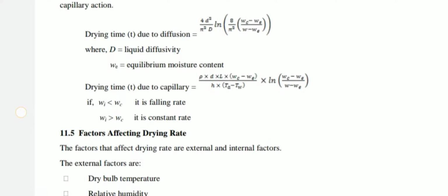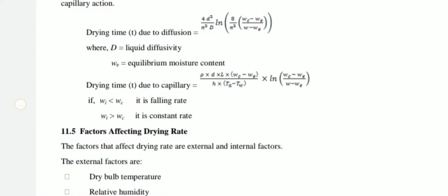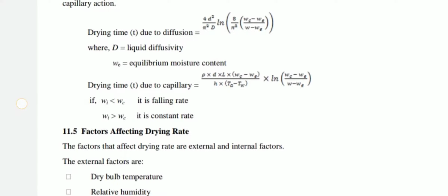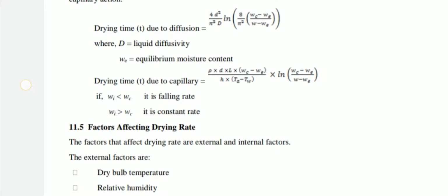So, as we all know, the drying rate is lower in the initial stage, or in the constant rate period, and it is high in the falling rate period. So if the initial moisture content is lower than the rate at which moisture content is decreasing, then it is the falling rate period. And if the initial moisture content is higher than the rate at which moisture content is decreasing, then it is the constant rate drying period.